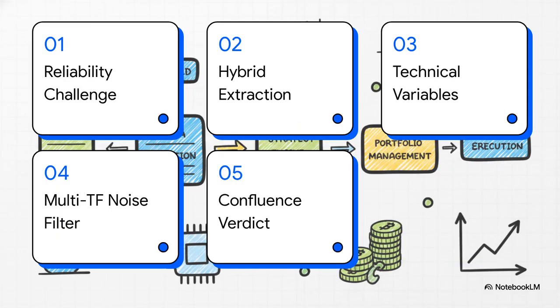Okay, let's dive into this. Here is our exact itinerary for today's audit. First up, the reliability challenge. Second, the hybrid extraction architecture. Third, technical variable auditing. Fourth, the multi-timeframe noise filter. And finally, we'll wrap up with the confluence verdict.